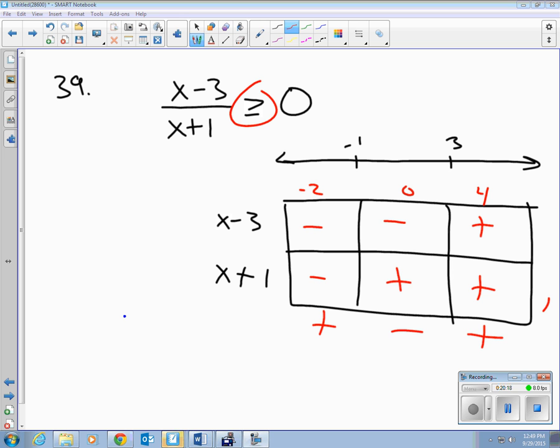Positive, because you're wondering where it's greater than or equal to 0. So it's going to be from negative infinity to negative 1 union with 3 to infinity.